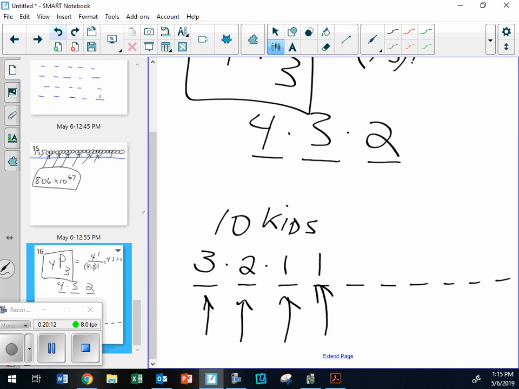But wait a minute. How many people have we used up, so to speak, out of our 10? 4 are used up. So how many choices do I have for this spot? 6, and then 5, and then 4, 3, 2, 1. Do you get how that would be very hard to try to represent in a 4P3 kind of problem? The blanks thing is really, really handy for conditional problems.